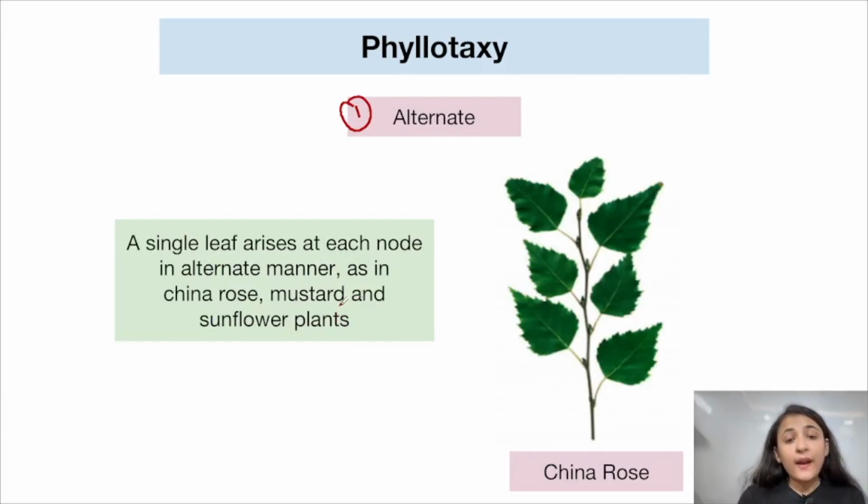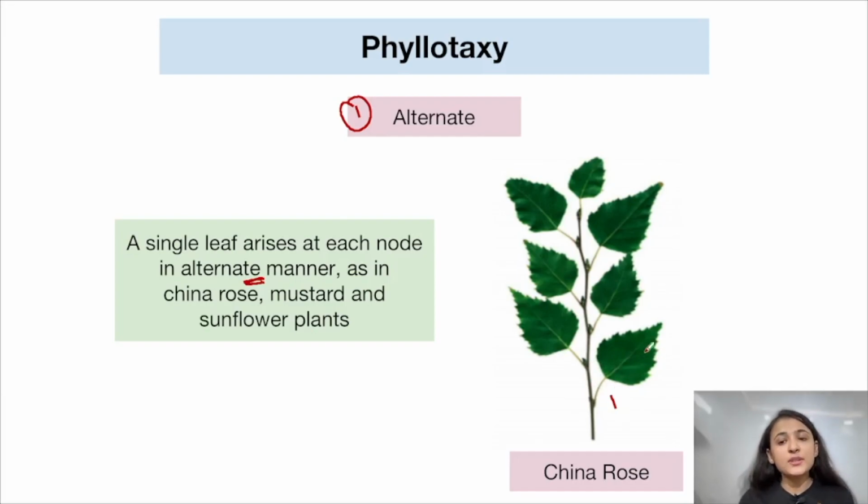In alternate phyllotaxy, a single leaf arises at each node in alternate manner. As the name suggests, here the leaves are arising in an alternate manner. First leaf is arising on the right side, then on the left side. Then as we go up, on the right side, then left, right, left. So alternately they are present. A single leaf is present at each node, not two leaves. One leaf is present per node. Okay, so such kind of arrangement where one leaf arises at each node in an alternate manner.